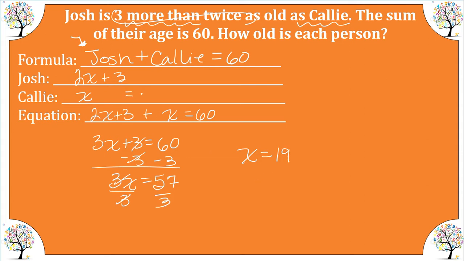So Callie is 19, and Josh is going to be 2 times 19 plus 3. 2 times 19 is 38, plus 3 does give us 41. And 41 plus 19 does give us 60.